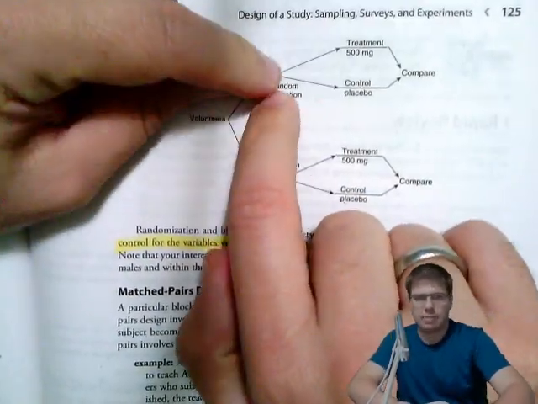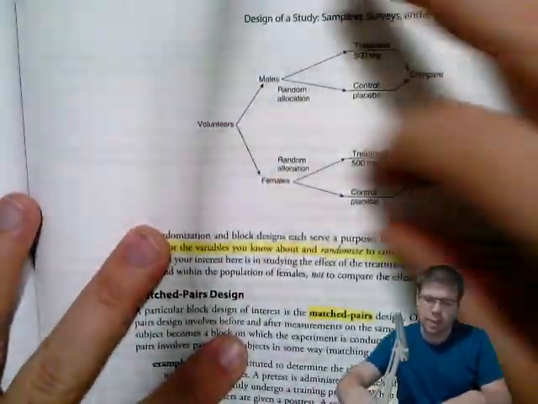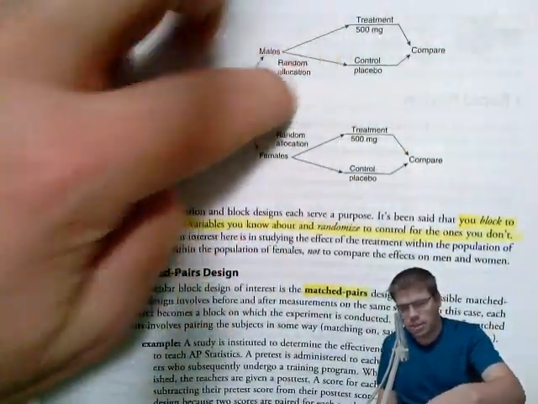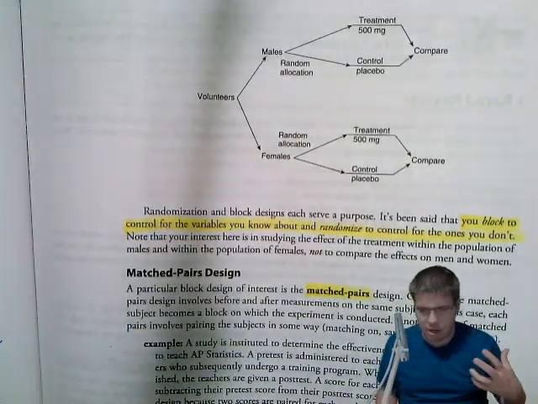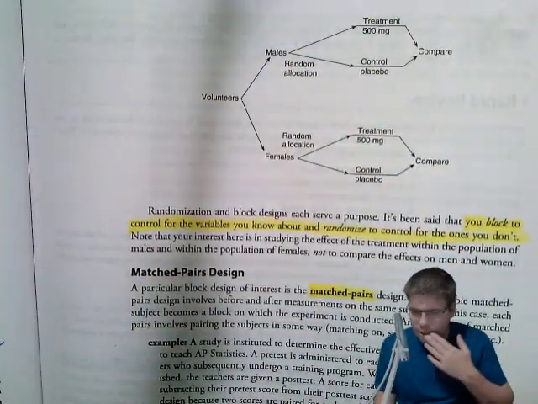Within my 30 males, now I'm going to randomly assign treatments, and within my females too, because I think there might be a difference. Then I'm going to compare within those groups, and ultimately maybe compare between the groups. But the main comparison is just within those groups. How do the treatments and the control work for the men, and how do they work for the women?